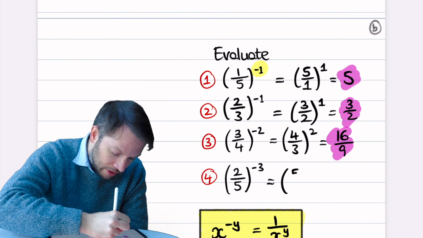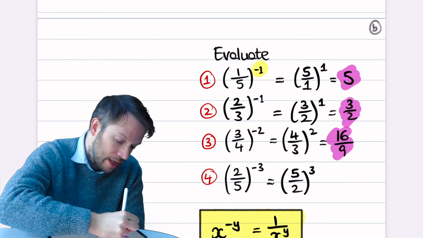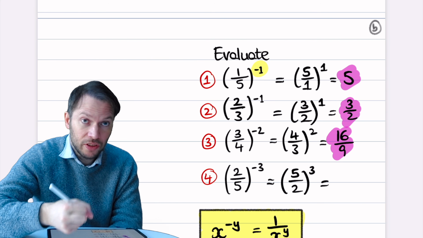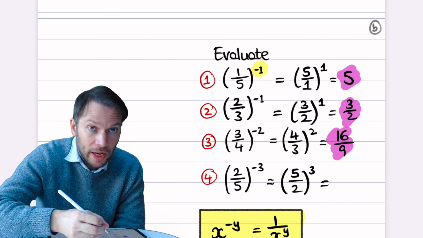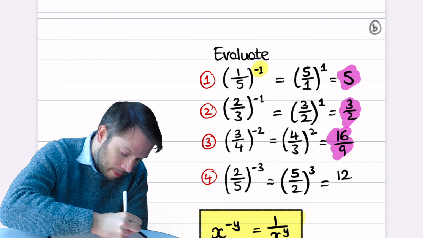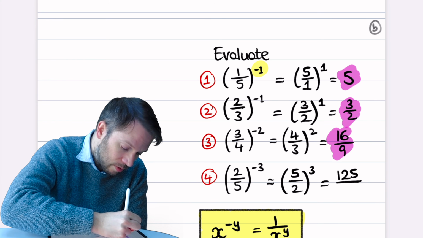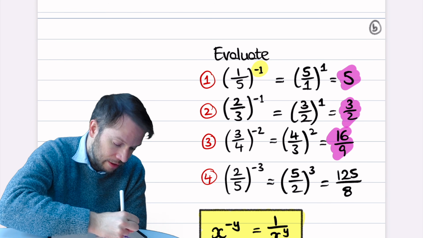And then this final one, we flip the fraction inside. So we have 5 over 2, but now to a positive power. So the index is 3. And then you apply that power of 3 to the numerator and the denominator. So 5 to the power of 3 is 5 times 5 times 5, which is 125. And 2 to the power of 3 is 2 times 2 times 2, which is 8. And that is the final answer.